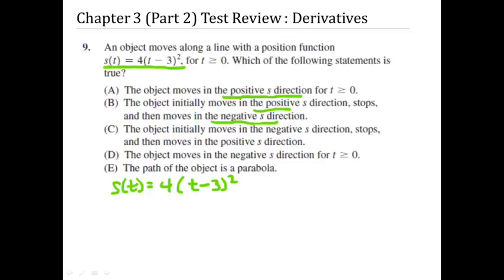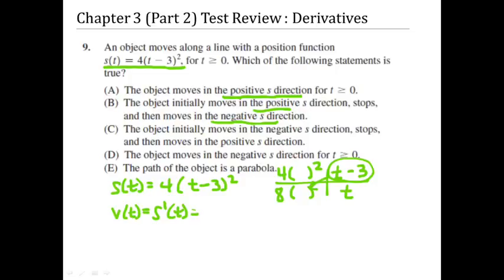Now I'm going to do a derivative using the chain rule. And here we have 4 times something squared. And the something is t minus 3. So this first derivative would be 8 times something, and the derivative of t minus 3 is t. So my velocity function, which is the derivative of position, is equal to 8 times (t minus 3).